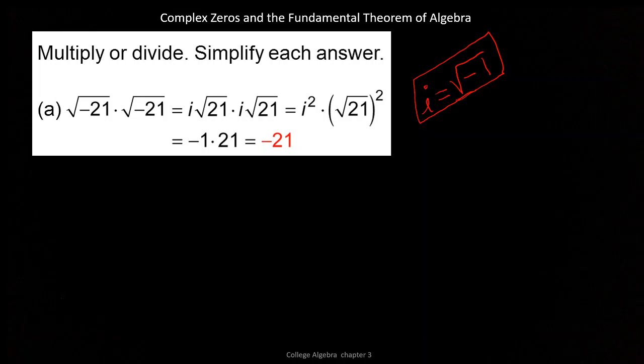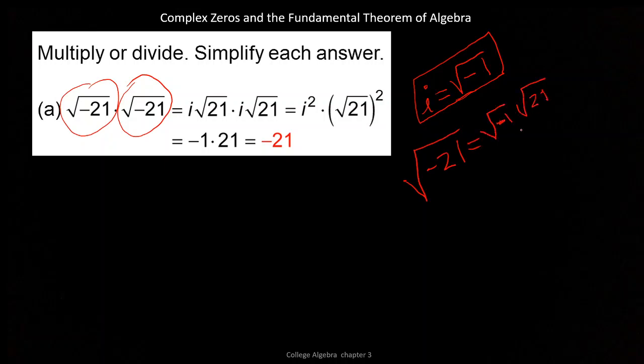So if I want to multiply this number by this number, I'm going to first convert it to i form. How do we convert it to i form? Well, the square root of negative 21 is basically the square root of negative 1 times the square root of 21. And this part right here, we're going to assume that that is i.